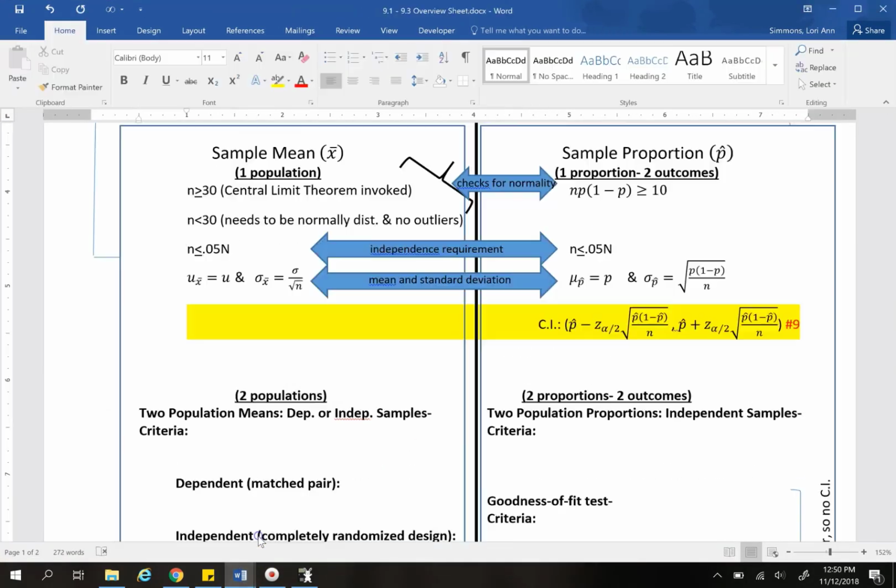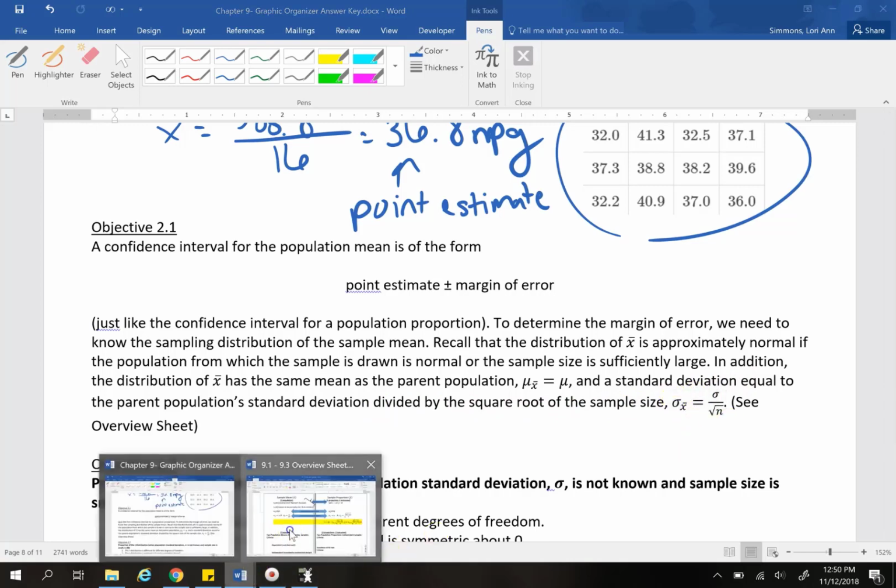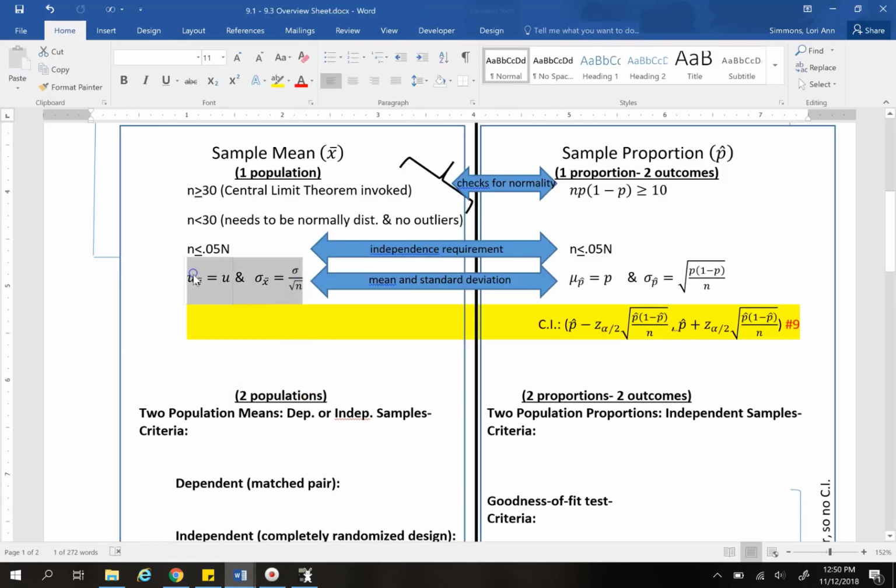How large does it have to be? Well, if you look here, again, we're on the sample mean side. n needs to be greater than or equal to 30 to be approximately normal. If it's less than 30, it needs to be normally distributed without outliers. In addition, the distribution of x bar has the same mean as the parent population and the standard deviation equal to the parent population's standard deviation divided by the square root of the sample size. And that again is on our overview sheet right here.